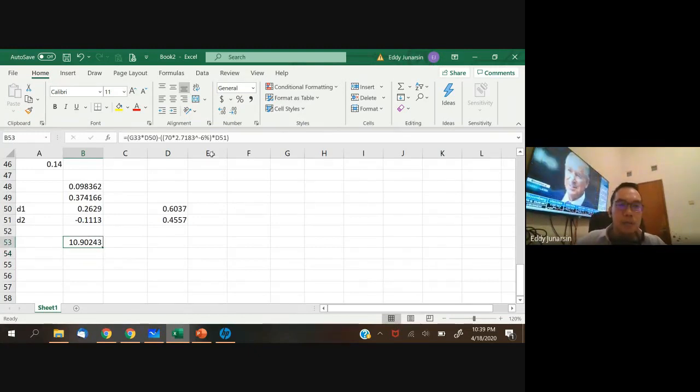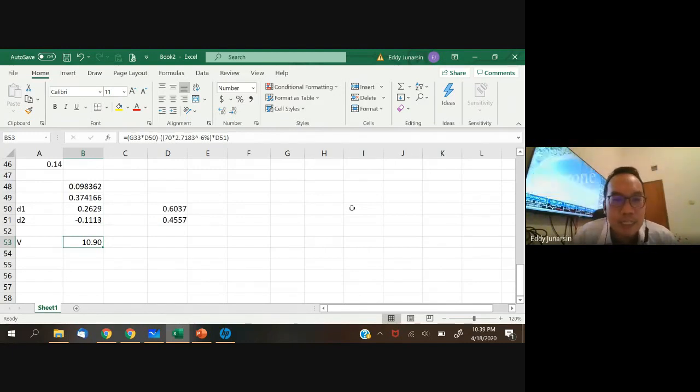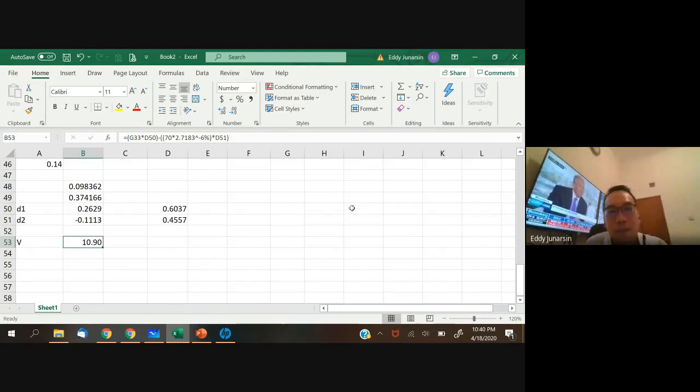So what do we get here? 10.90 million. So this is the value of the real option. The value of the real option is almost 11 million, 10.9 million. So it's very valuable. Even from a simple example such as this, we can really treasure the contribution and function of real options. We are really grateful to the finance and economic scholars, the founding fathers of option pricing theory, like Black and Scholes, Paul Samuelson, Bachelier, and other experts from the past until the current generation.